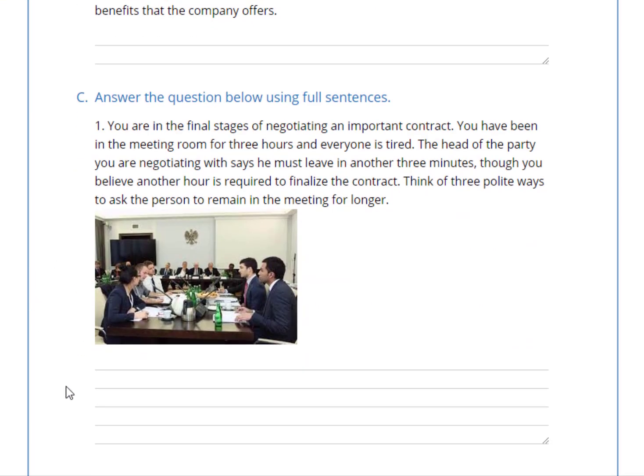Now here's one more example, one more takeaway from the homework. Let's see what we got here. You are in the final stages of negotiating an important contract. You have been in the meeting room for 3 hours and everyone's tired. Jeez. The head of the party you are negotiating with says he must leave in another 3 minutes, though you believe another hour is required to finalize the contract. Think of 3 polite ways to ask the person to remain in the meeting for longer. This is an interesting exercise for you to do. Don't forget to go back through the lesson, go through the vocabulary, and do your best. Don't worry about making mistakes. Just do the best you can.